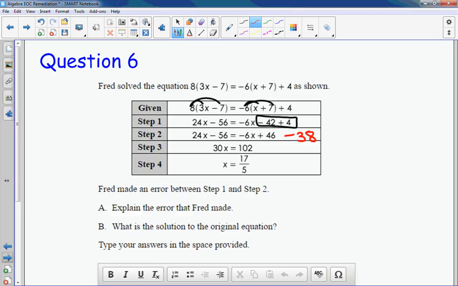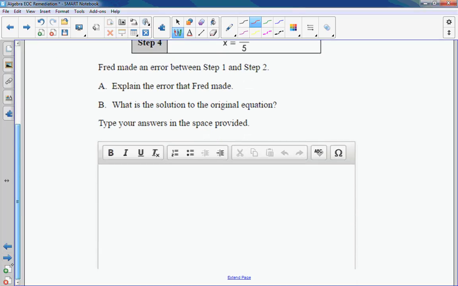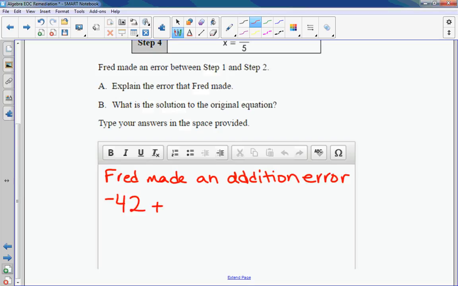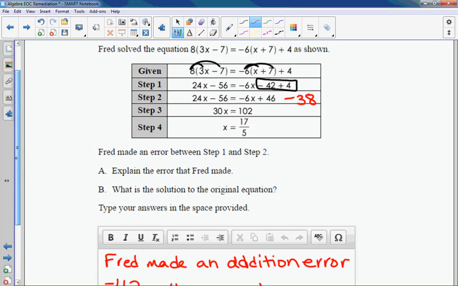So it tells me explain the error that Fred made. Make sure you are very precise in what you want to put. This is an open response question. It's not a difficult question. It's open response. You want to say, Fred made an addition error in step 2. Negative 42 plus 4 is not 46, which is what Fred put.